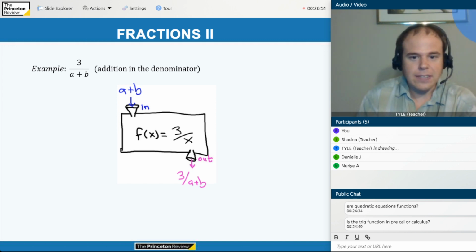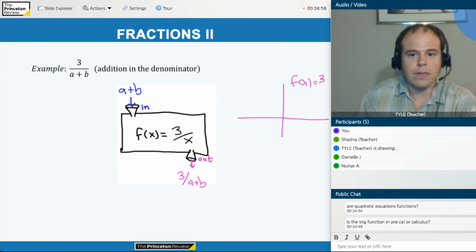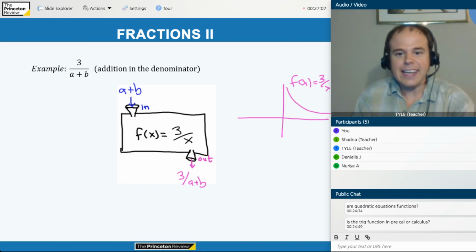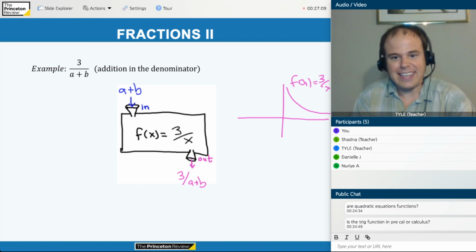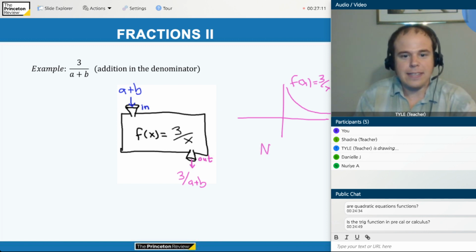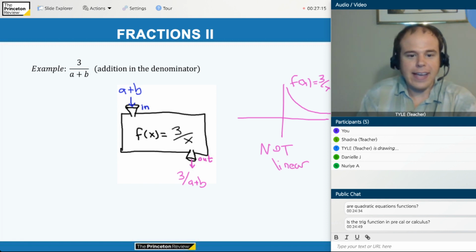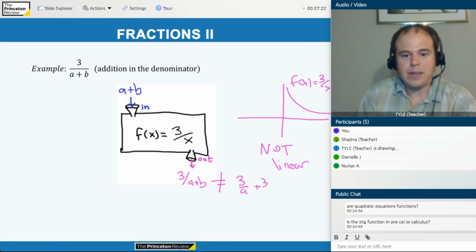To answer that, we should think, is 3 over x linear? What does the function f of x equals 3 over x look like? Is it a straight line? No, it's like the function 1 over x, which gives you a hyperbola, technically, but regardless, it's not a straight line. 3 over x is not linear. So that means that 3 over a plus b does not equal 3 over a plus 3 over b.